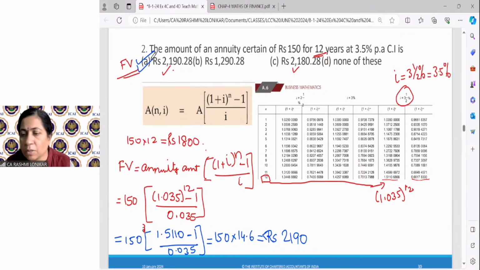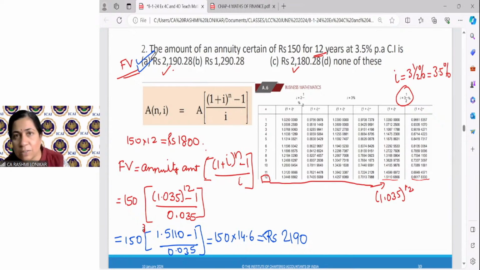See, Amrita, what happens is first we'll just see if it is not written whether it is present value or future value, and if you're confused what the logic can be. So I just took 150 rupees. I'm putting 150 rupees each year for 12 years. So 150 into 12 is 1800. I see that two of my options are greater than 1800. So I will use the future value formula.